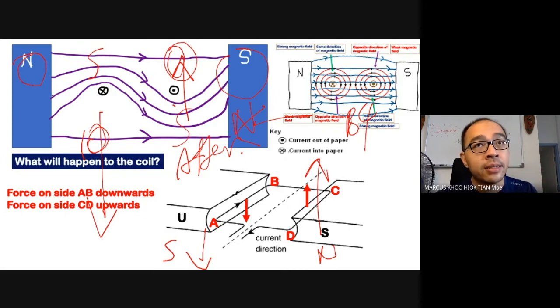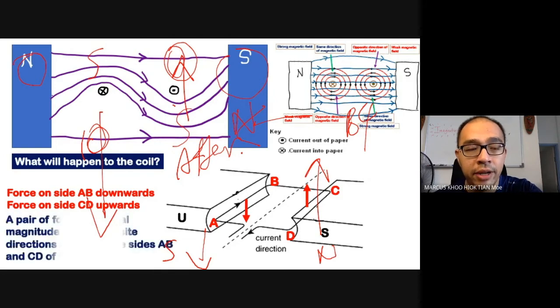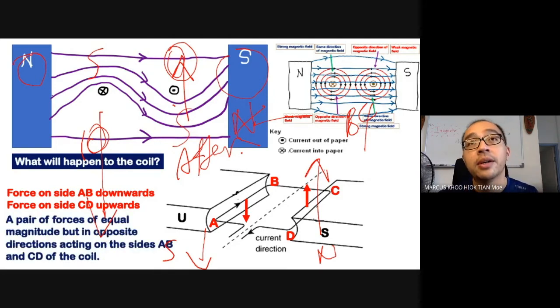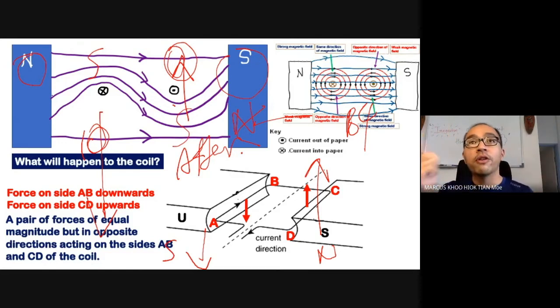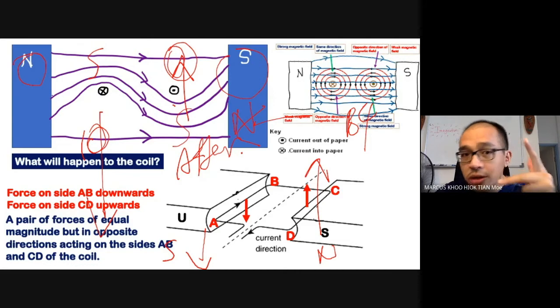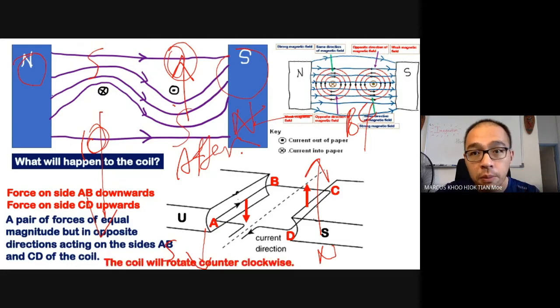Okay, this is something that some of my previous students used to do, and I really advise you against doing this. Some of them memorize the four patterns. Okay, if the north is here, the south is here, and it's going like this, it will rotate this way. If the north is here, the south is here, then it rotates like this, it will go this way. I say no. Don't make your life difficult. You should actually just use Fleming's left hand rule. Okay, it helps you to determine which side goes up and which side goes down.